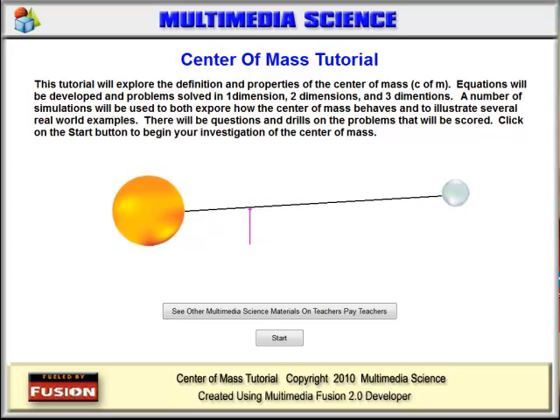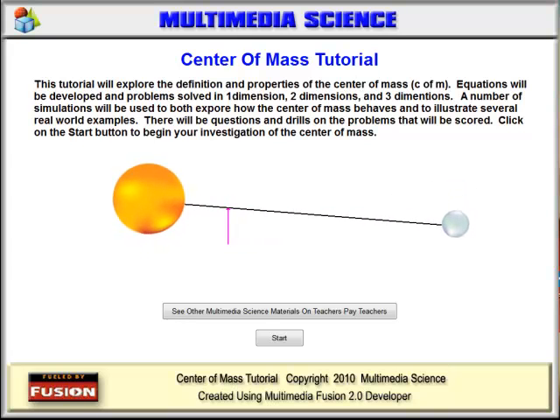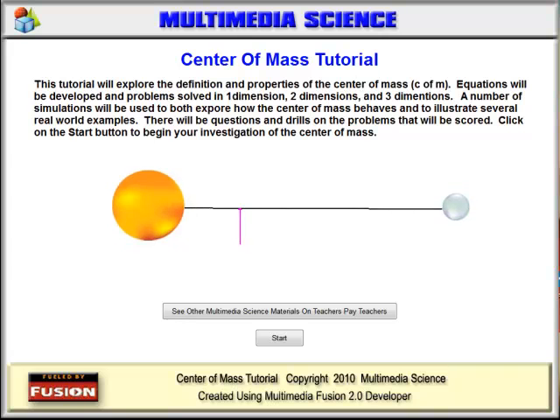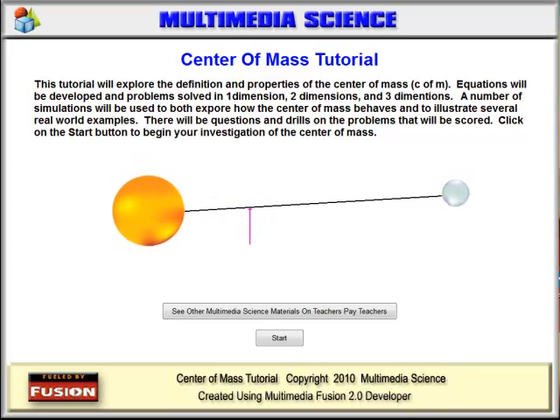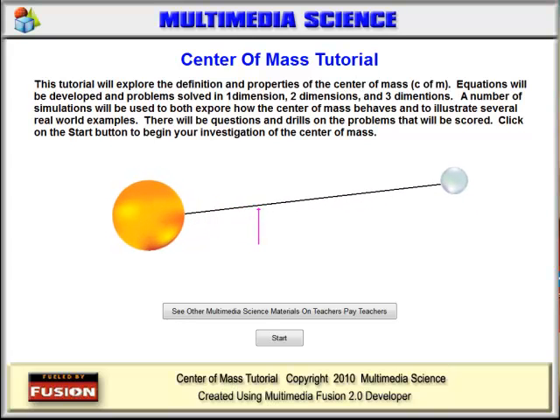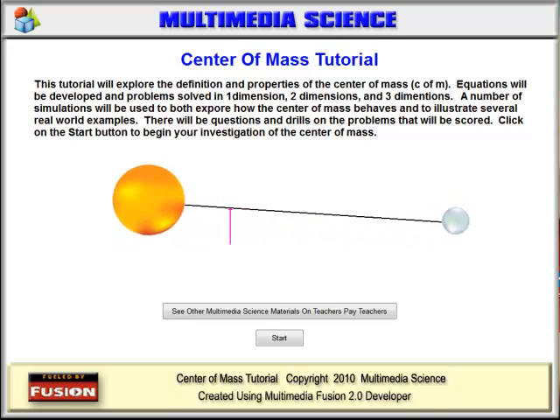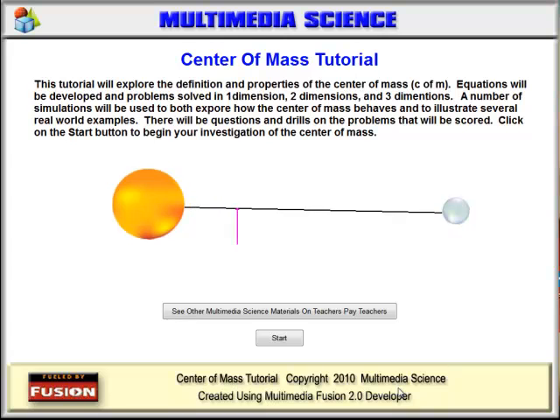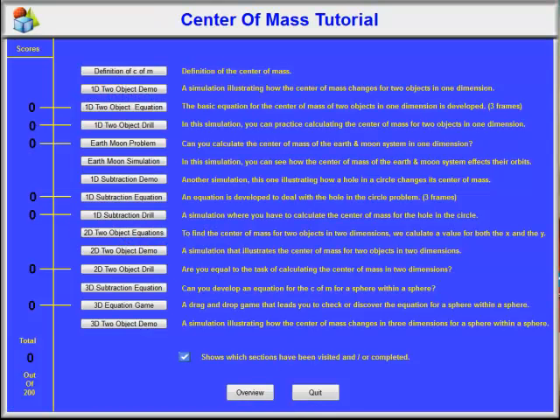First of all, you could use it as a lecture aid, showing it on a smartboard or a projection screen in front of the classroom. Or you could have your students work through the various tutorials, simulations, and drills on their own in a computer lab, or again, as a class in front of the classroom. So let's start the software.